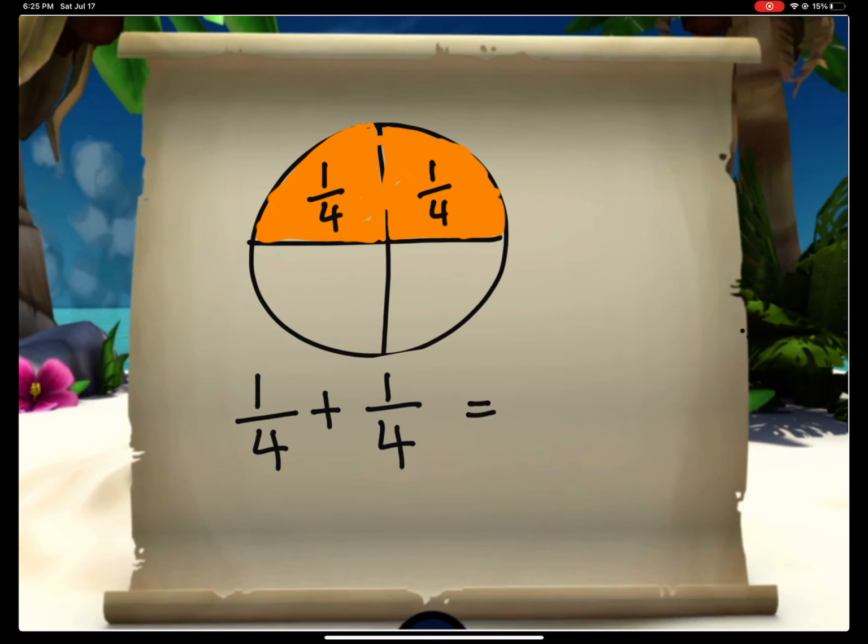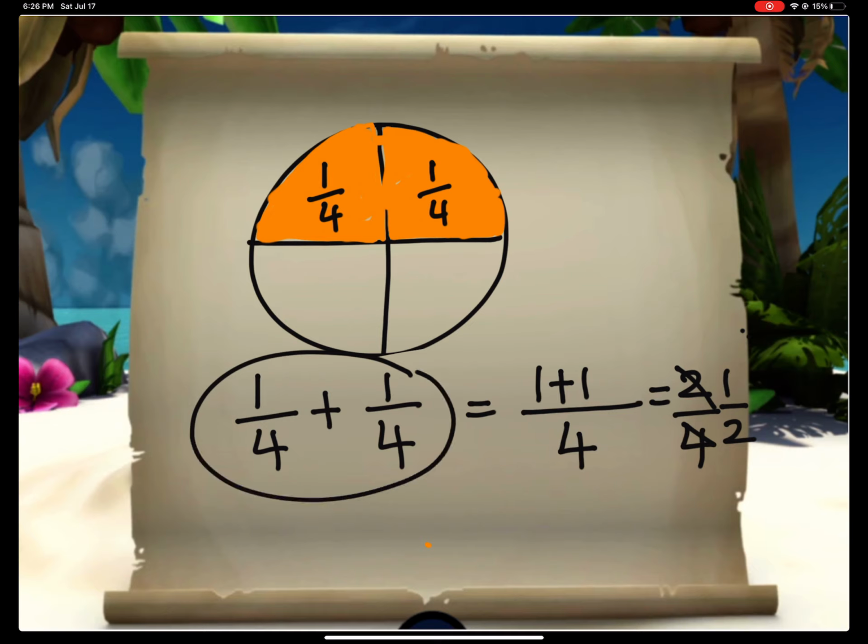So in this case, we have the same denominators 4. So let's put the same denominator 4 on the bottom. And then let's add the numerators, which is on the top, which is 1 and 1. 1 plus 1 is 2. So 2/4. 2/4, we can simplify as 1/2. So 1/4 plus 1/4 is 1/2.